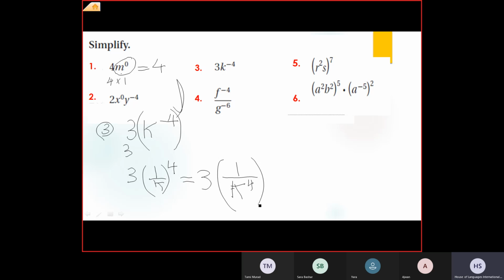Then he just simplified the expression. Then 3 times 1, 3 over k to the 4. This is the final answer. This is just simplifying the expression. I don't ask you to find the answer. If you have numbers, you need to find the answer. If you have variables, just simplify. Variable, simplify. Got it now? Type now number 5.